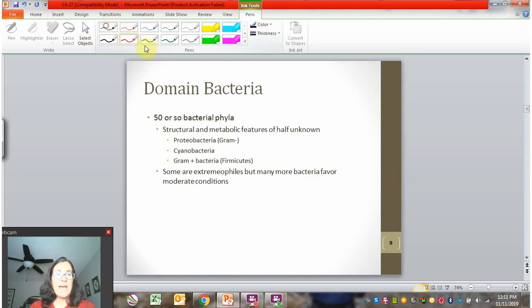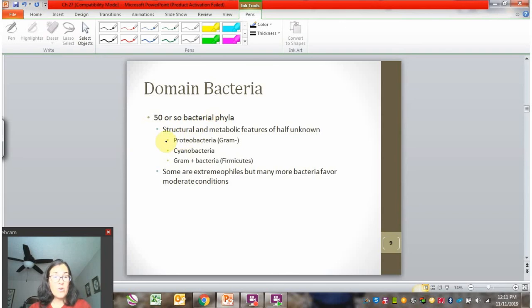So domain bacteria is the domain that we focus on. So a lot of what we say in this chapter will really be specific to bacteria. There's many different groups of bacteria. The domain is split into phyla. How they're split is going through a lot of changes as we discover more and more types of bacteria and understand their features more.